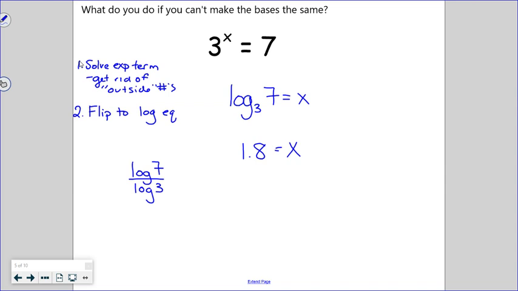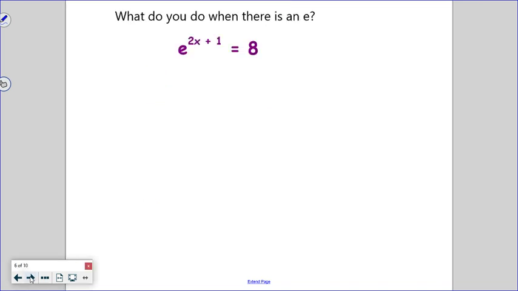Okay? All right, so this is variety 2. We have an exponent on one side. Let's see some other variations of that. Still an exponential equation, right? And e to the x is still an exponential equation. So e to the 2x plus 1 equals 8. Step number 1, get rid of all outside numbers. Do I have any vertical stretches or shrinks, any reflections, any ups or downs? Nope. So we don't have any outside numbers, do we? That part's done. Step number 1 was done, which means now we flip to logarithmic.